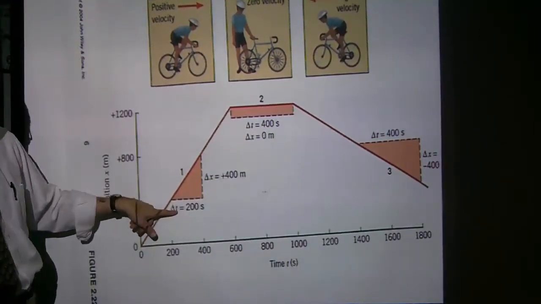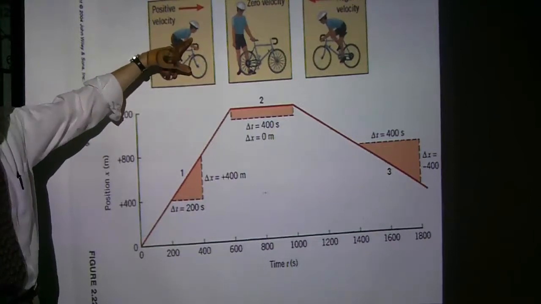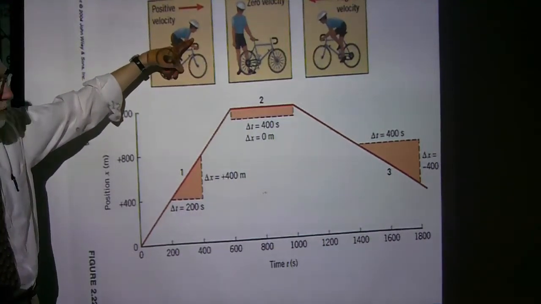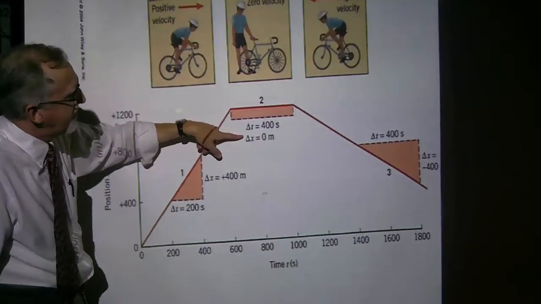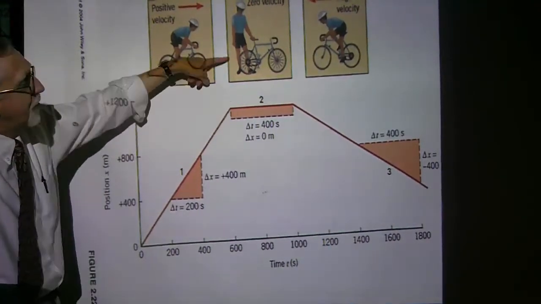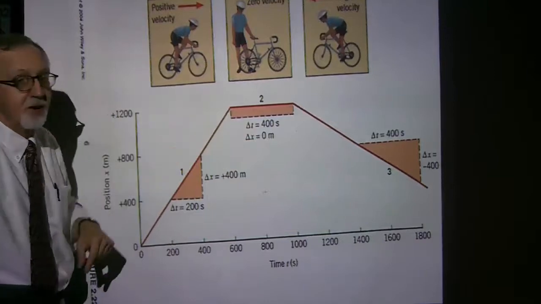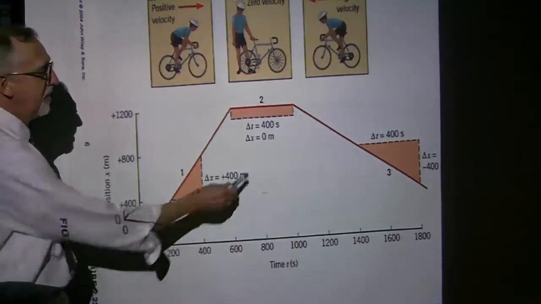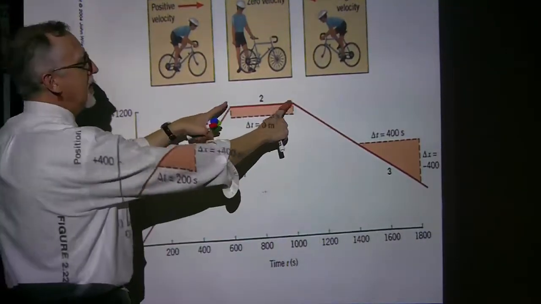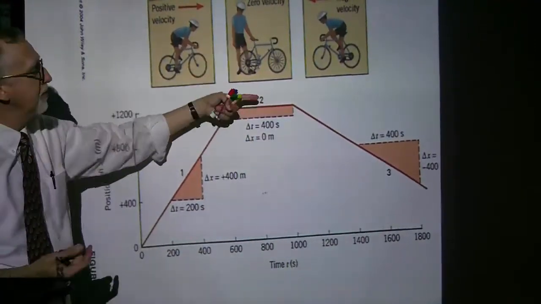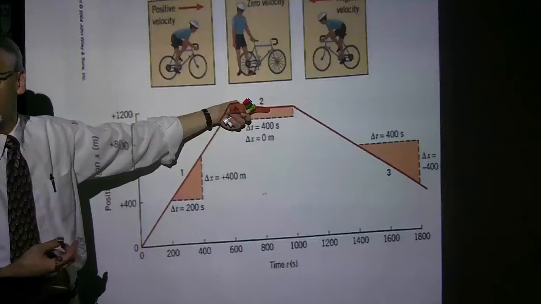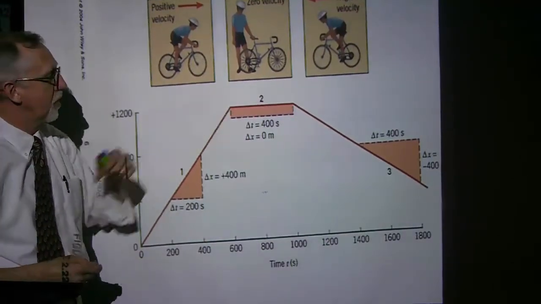Notice, this is positive. The person is basically moving to the right at 2 meters per second. What's the slope here? Well, in this case, what is delta x? There is no vertical change, so delta x is 0. What is the average velocity here? Delta x over delta t. The average velocity over this section is 0 because the person is not moving. The line is horizontal, 0 slope, 0 average velocity.